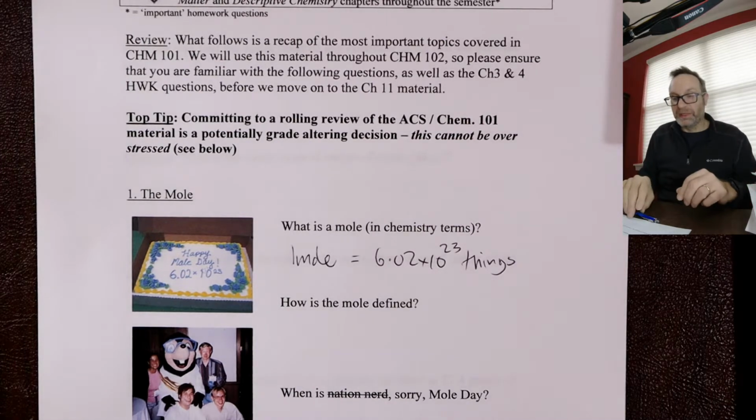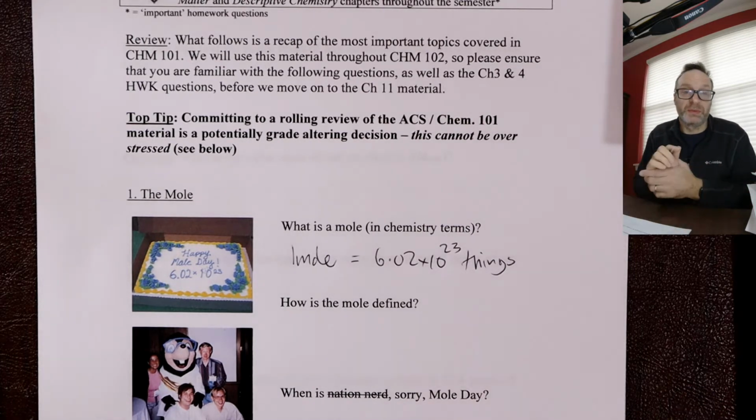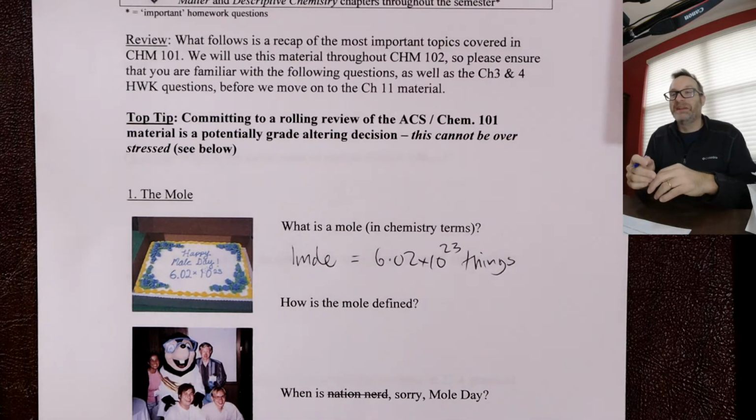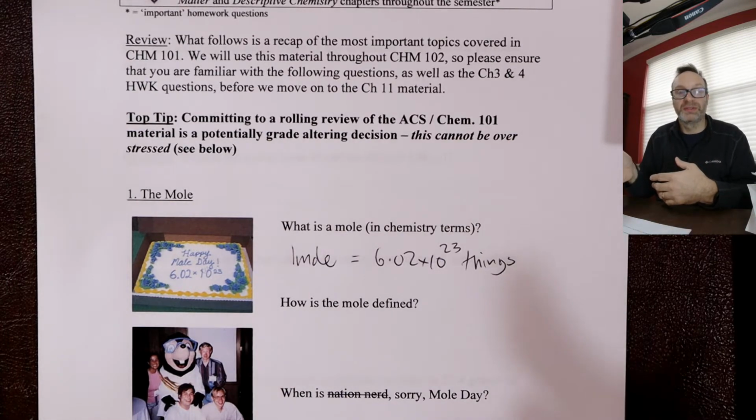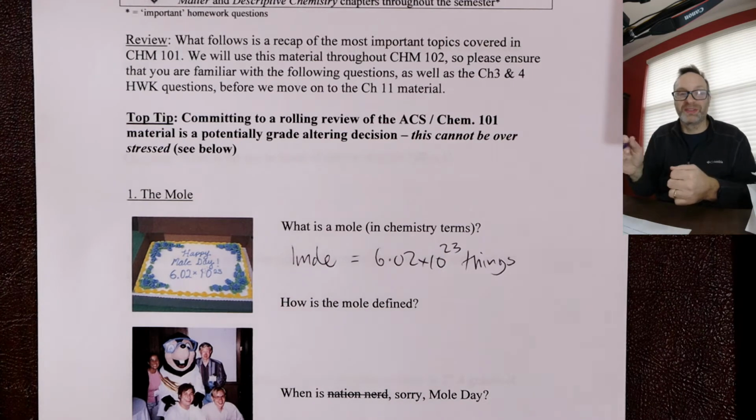How is the mole defined? Well, it's defined as 6 times 10 to the 23 things. But if we think about our atomic numbers in the periodic table, hydrogen is 1. What does that mean? It means 1 gram of hydrogen weighs 1 mole. But with isotopes, it's actually 1.01, isn't it? Because there's some deuterium out there.